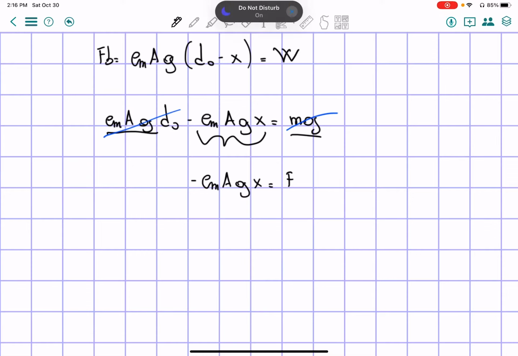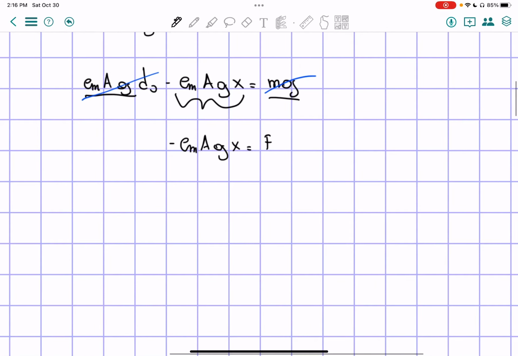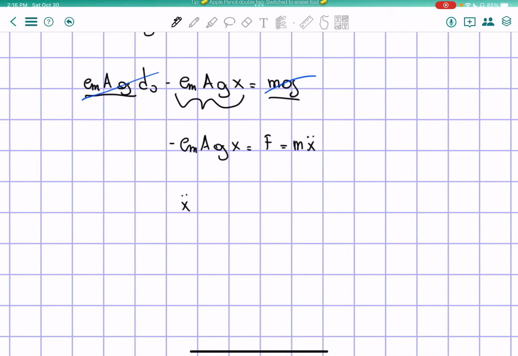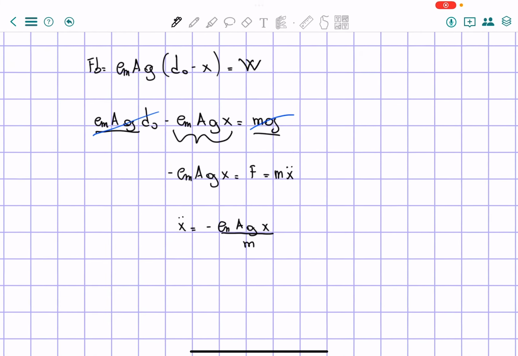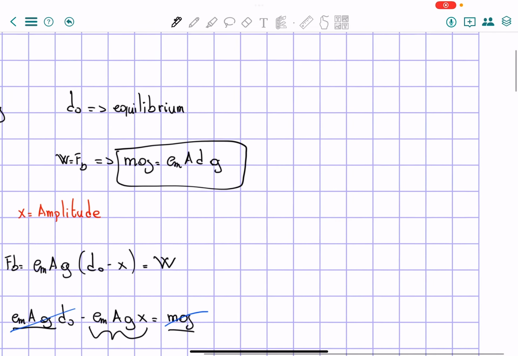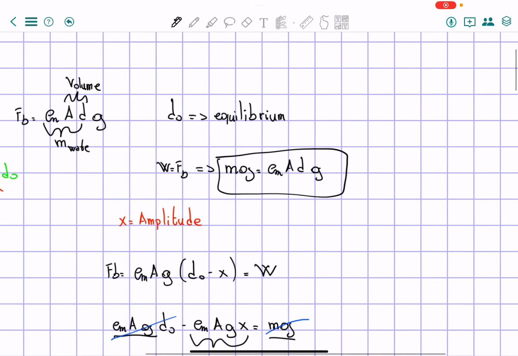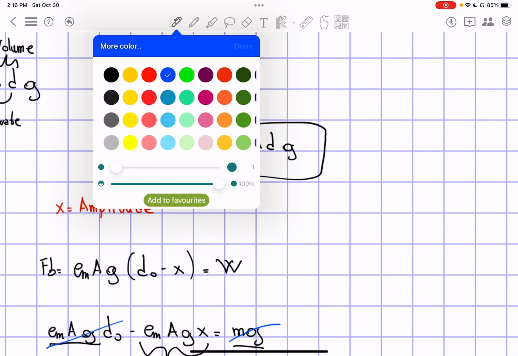So what does this mean? Well, it means that our force, which is also m x double dot, is going to be equal to negative density of the water times the area times the acceleration times the amplitude. So x double dot is equal to that over the mass. But now let's go back and look at one of the first formulas we wrote. So this one right here.